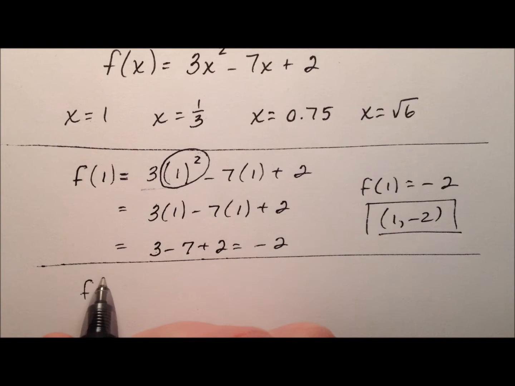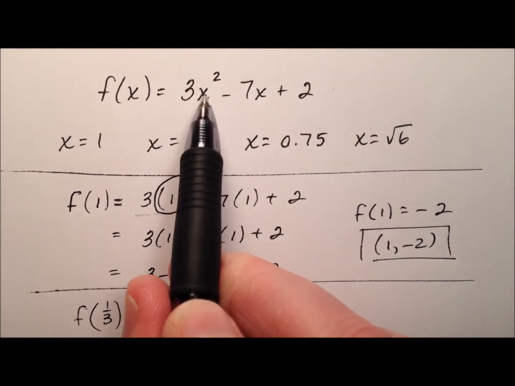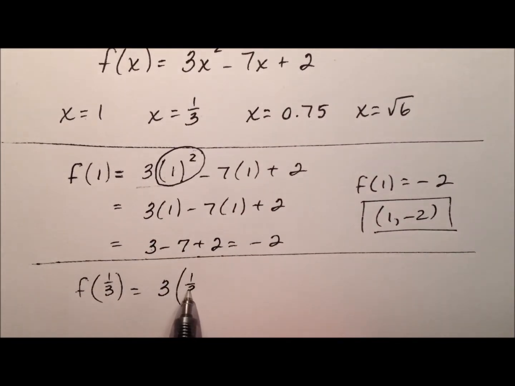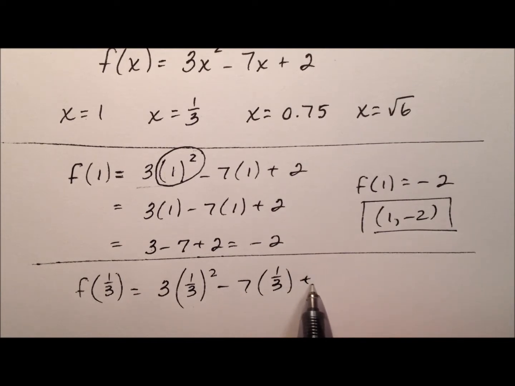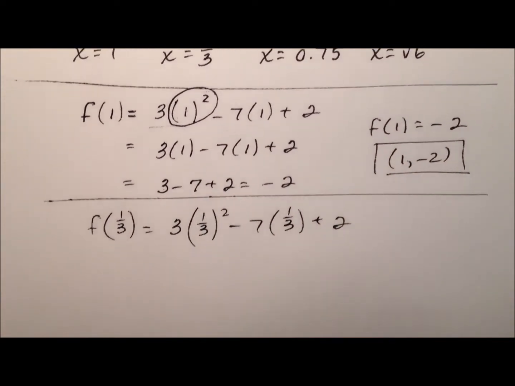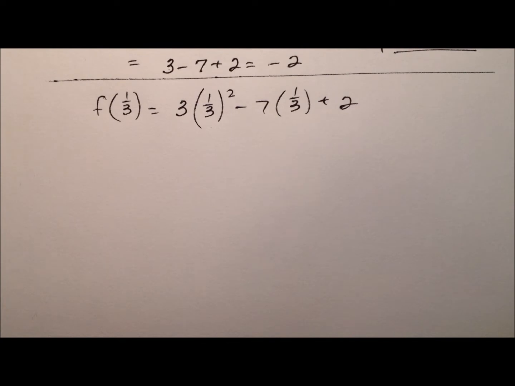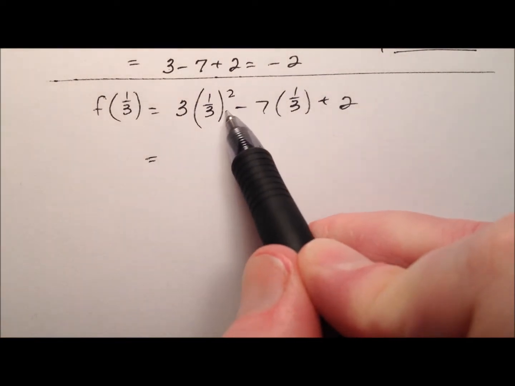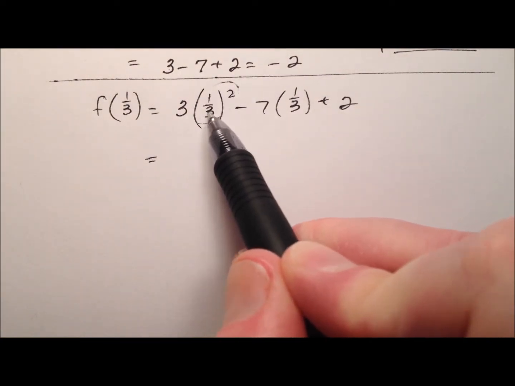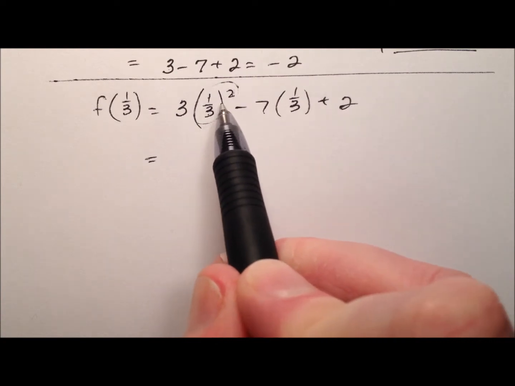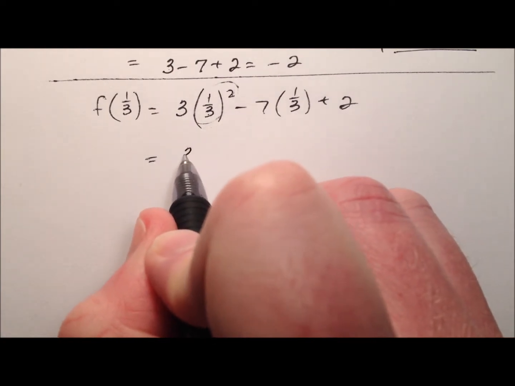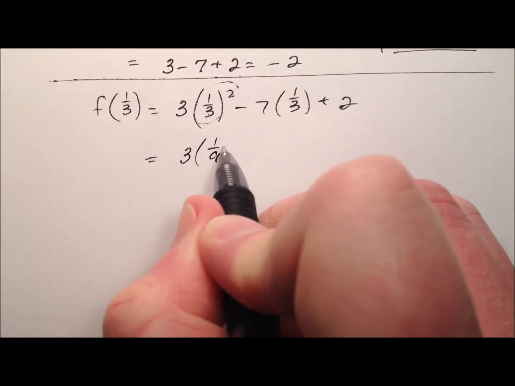So we'll say f at 1/3. So we'll have 3 times, and we're going to plug this 1/3 in. So 1/3 squared minus 7 times 1/3 plus 2. Okay, let's just go ahead and scoot everything up. Okay, once again, we'll do this exponentiation first. So 1/3 squared is 1/3 times 1/3, and that'll be 1/9.